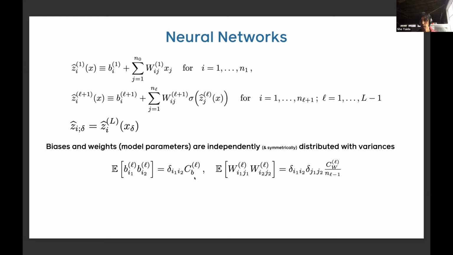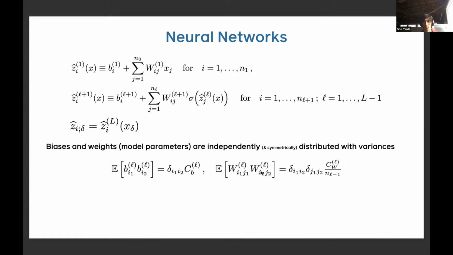And this, I said symmetrically, like the Gaussian distribution is symmetric around zero. And in practice, you never use any asymmetric distribution, it's always symmetric. So that's that parenthesis. Cool. And the same thing about the weights: you take all the weights connecting the neurons in the network and you independently distribute them at initialization. And the correlation between the weights and biases, the different model parameters, will develop through the training. But I won't talk about that today, okay?